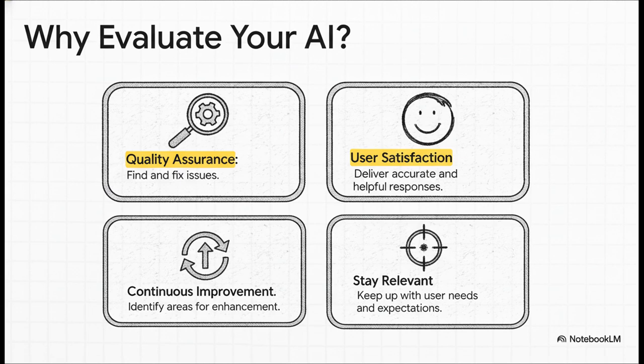For one, it's our quality assurance. It's how you find and fix problems before your users do. It also has a huge impact on user satisfaction, because let's be honest, nobody likes a chatbot that gives nonsense answers. It's also the fuel for continuous improvement, pointing you right to the spots that need a little more work. And finally, it helps you stay relevant, making sure your app is actually meeting what people need and expect.